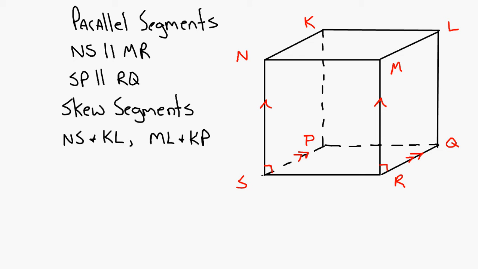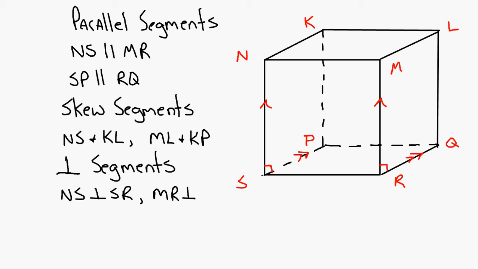Perpendicular segments. I'm gonna use the abbreviation, the symbol for perpendicular. I hate writing that word out. Perpendicular segments. In this case, we got NS. What's NS perpendicular to? Vertical on the left. SR. Very good. SR. And you see how you write it? NS is perpendicular to SR. What is MR perpendicular to? MR is perpendicular to RQ and RS, isn't it? All right? RQ.